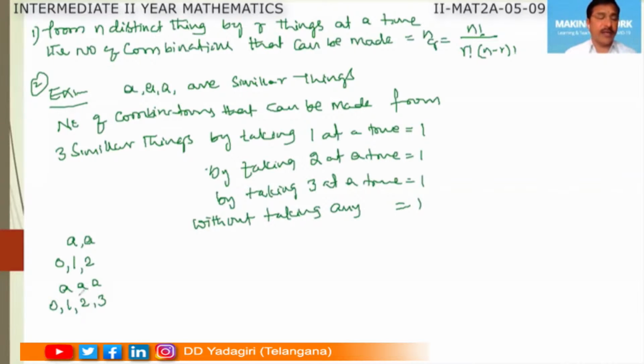But if these elements were different, if A, B, C, all the 3 elements were different, by taking one element at a time, how many combinations would we have got? 3C1. This 3C1 would be equal to 3.